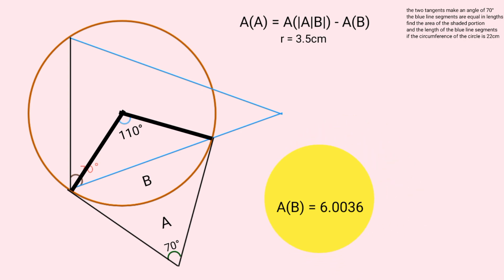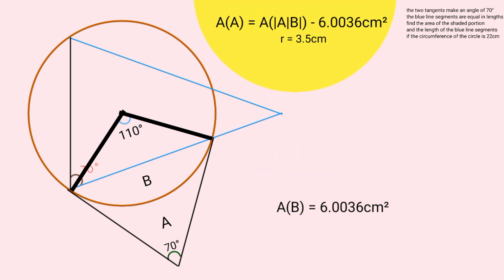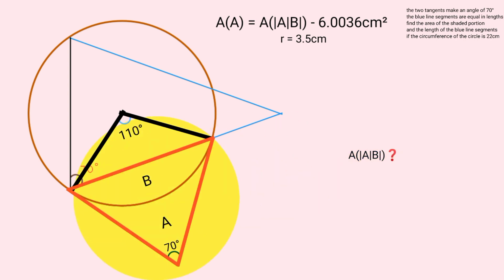So area of B equal to 6.0036 centimeters squared. Substitute here now. Area of A equal to area of triangle AB minus 6.0036 centimeters squared. So what is area of triangle AB? We don't know. To find the area of triangle AB, we at least need to know the length of its sides, and for that we need the sizes of its angles. So what are the lengths of its sides?